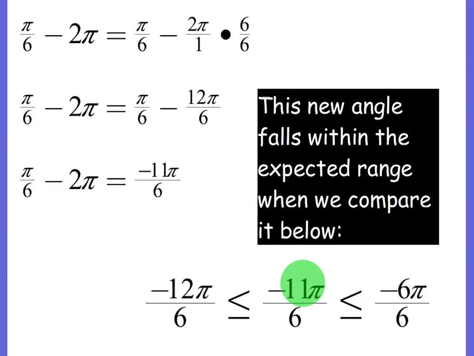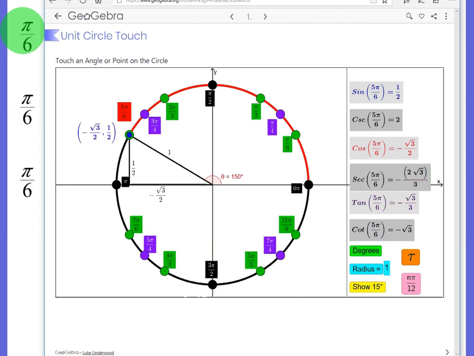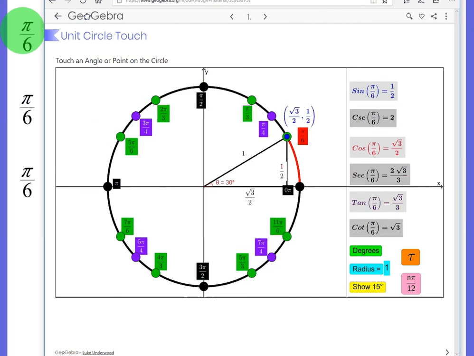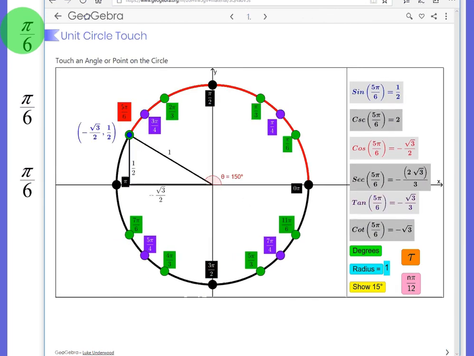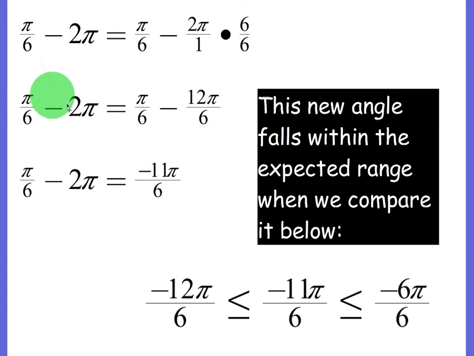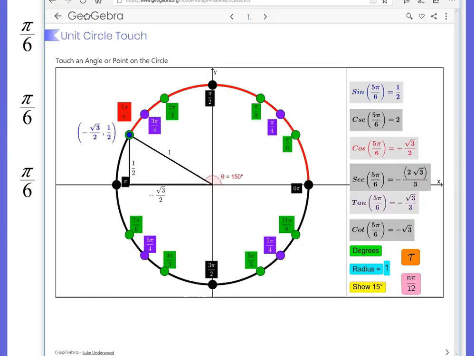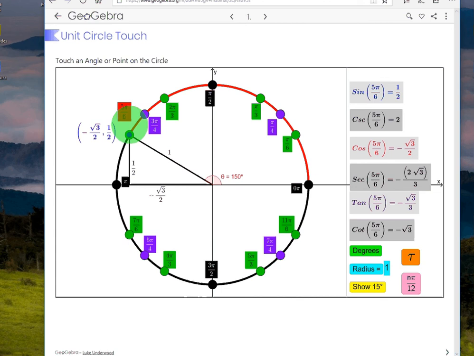So what that means is, this negative 11 pi over 6 angle is going to work because it's the same as pi over 6, the angle that we found, which is standard on the unit circle. Now let's do the same thing for 5 pi over 6. So the question is, how does this 5 pi over 6 fall within our range of negative 2 pi to negative pi?